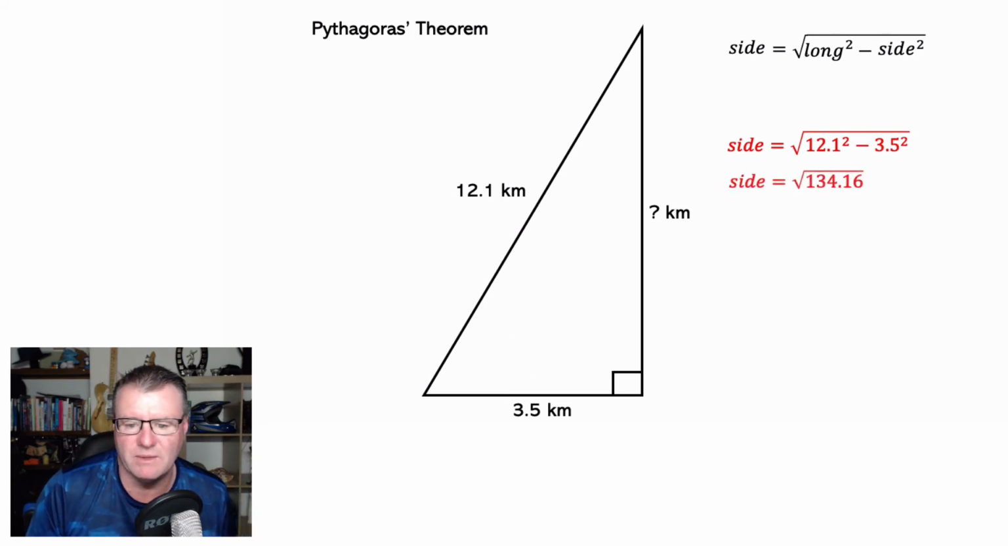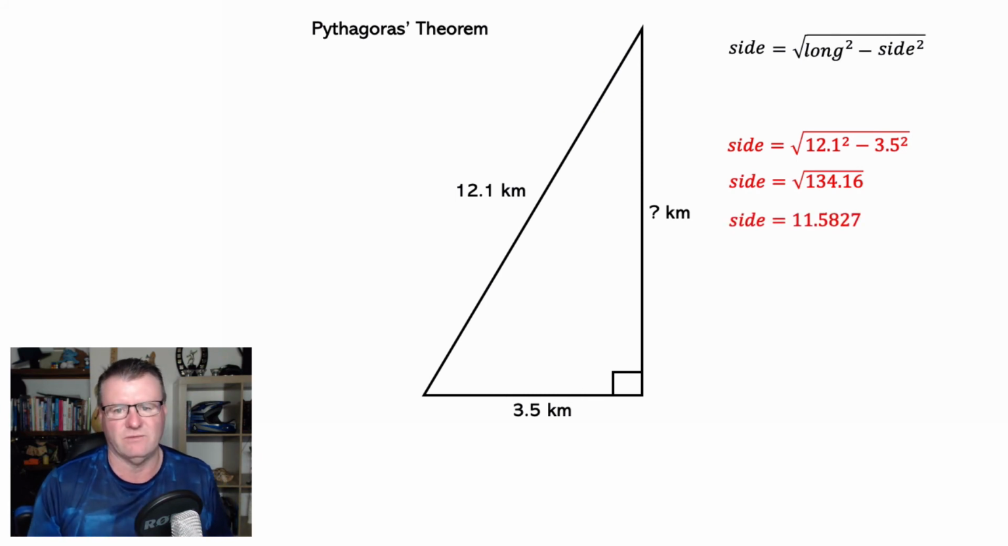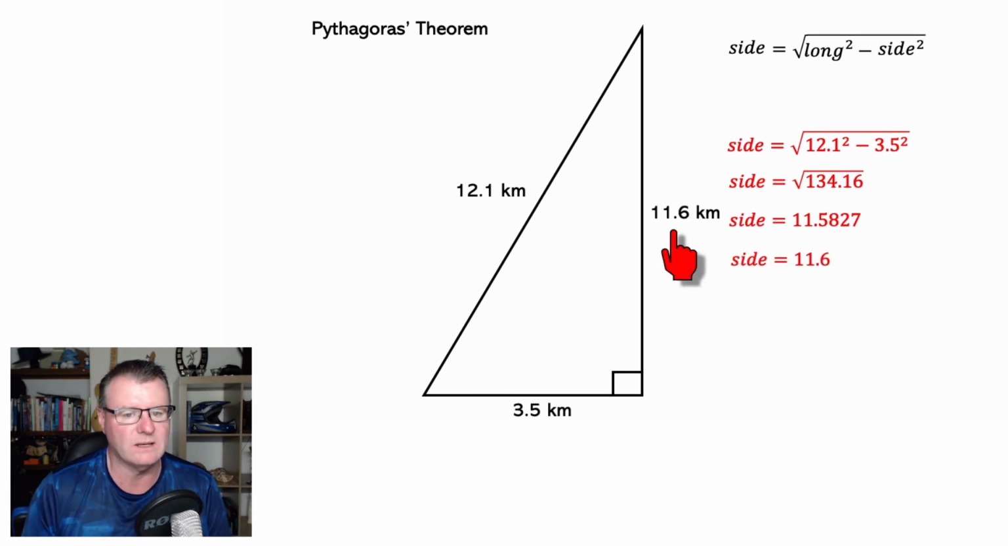Once again, you can pop that straight in your calculator, and when you go through, you'll get an answer of 11.5827. That's too many decimal places. I'm going to round that to 1 decimal place because the other sides were given to me in 1 decimal place. So the length of the unknown side, using our modified version of Pythagoras' theorem, is 11.6 kilometers.